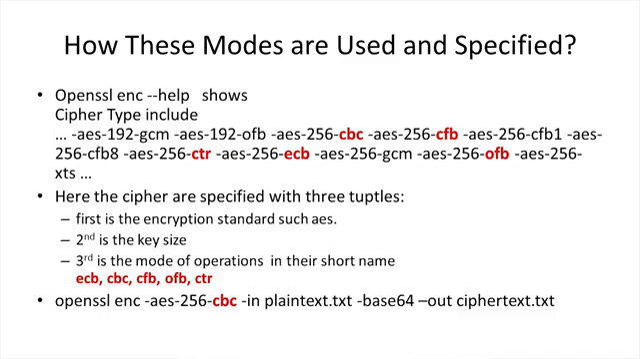The last command shown in this view graph shows how a plaintext file is encrypted with this cipher type and saved in base64 mode, using -base64 as an option, to the output file ciphertext.txt.